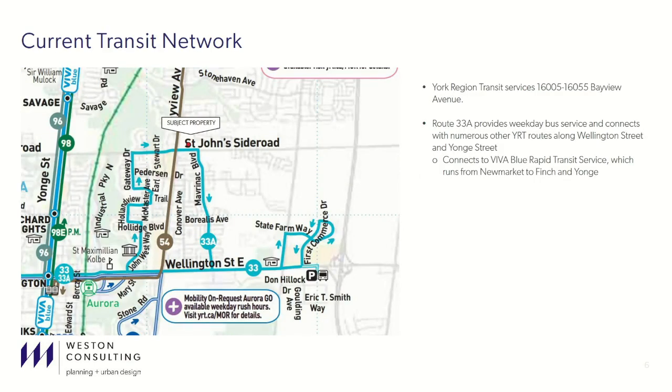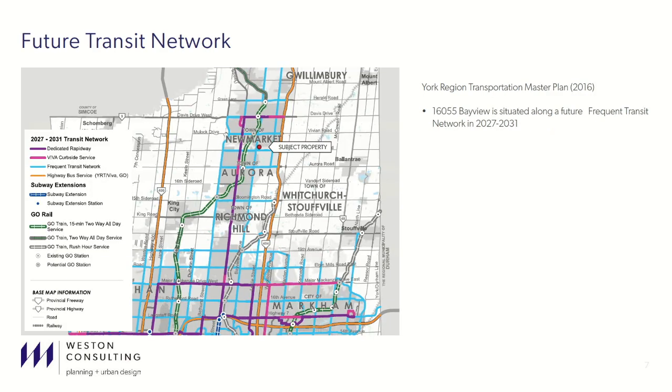I want to just put up a couple of slides showing the current transit network. The site is currently serviced well by the existing transit network, York Region Transit, with connections to Viva. It's also along a transit network that will be expanded, upon the frequent transit network as identified by the region. So we think this site is very well positioned to provide for alternative transportation and transit modes with the development of the density that is proposed.